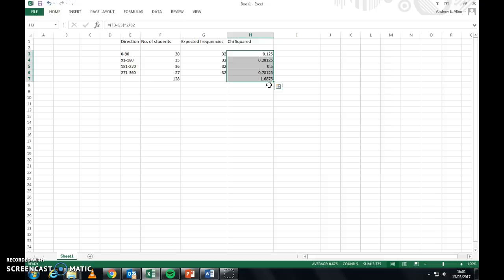Now that tells us that we've got a chi-squared of 1.6875. Now we know that we had 3 degrees of freedom because it was n, and there are 4 categories, so n is 4 minus 1. That gave us 3 degrees of freedom, which when we looked it up on the chi-squared tables gave us 7.815. So alpha is 7.815.